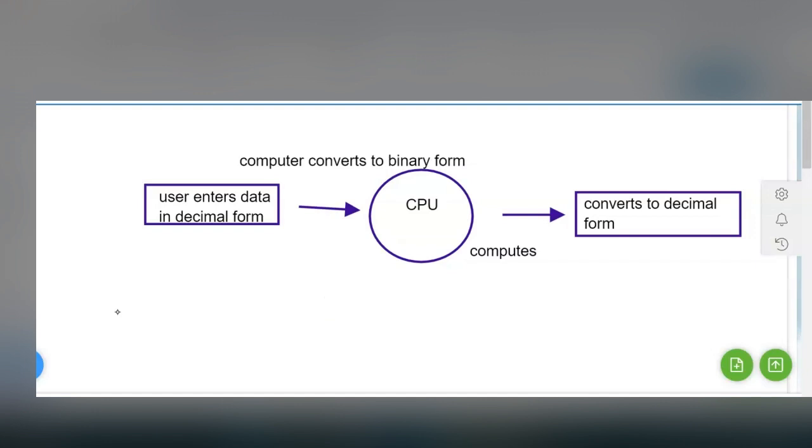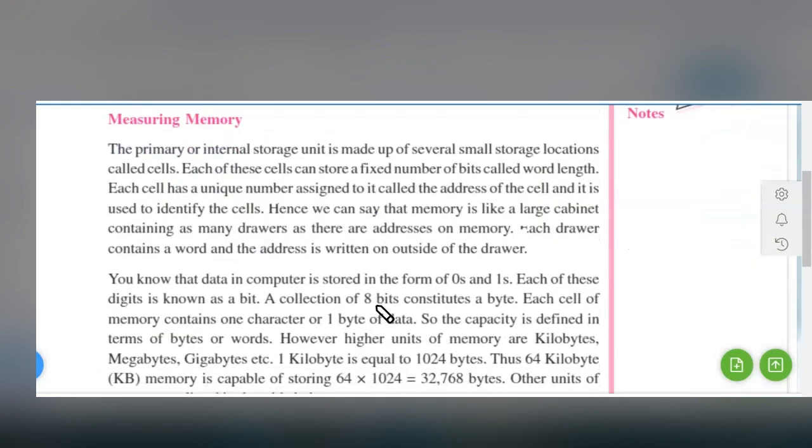Then the central processing unit, or CPU, processes the information and gives the output. The output again gets converted to a human understandable form, so that the user can understand what has happened, because the computer cannot understand this human form, or the decimal form you can say. It is converted to binary form, and it processes according to that. This is what usually happens.